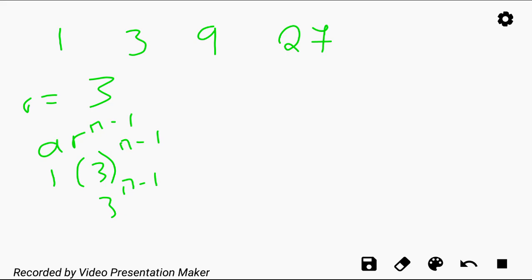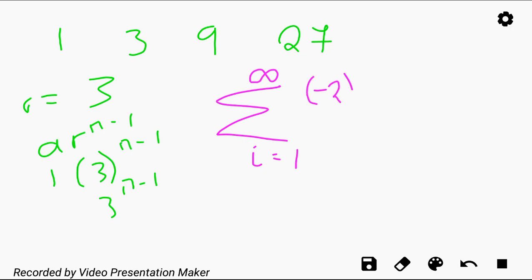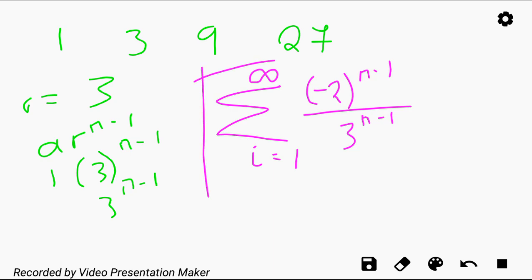So I can say, alright, my summation is starting from i equal to 1 to infinity, and then for the top I had (-2)^(n-1), and for the bottom I had 3^(n-1) like that. Having this, it should give me a really nice sequence that will follow what I have here. So this is how you find it. Aside from this, I think this is it. You just need a few more practice on this, and you should be good to go.